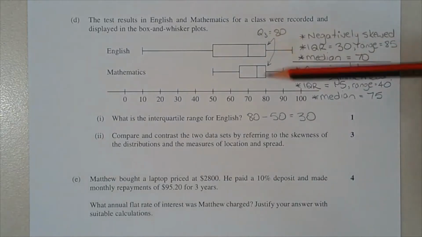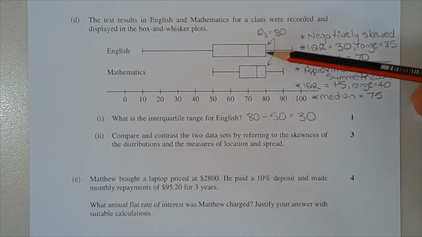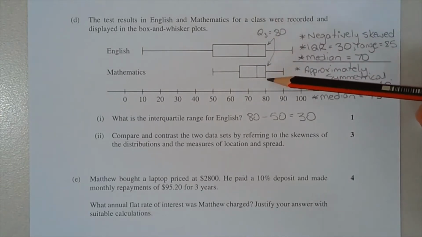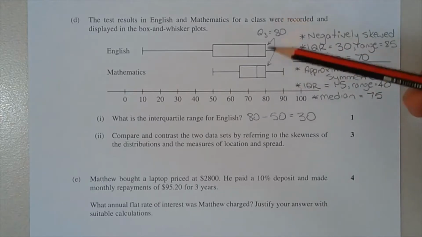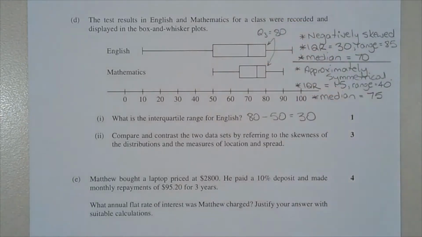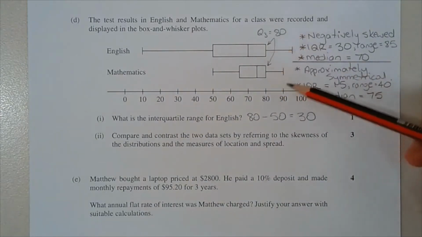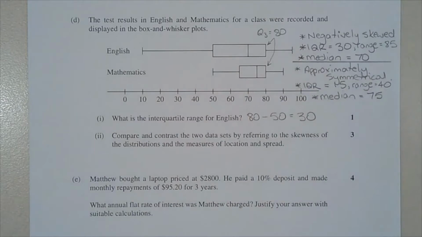And one other point to compare is the fact that quartile 3 for English is equal to quartile 3 for mathematics. So the 2 upper quartiles are identical as well. So the top end, or the upper 25% of English, is roughly equal to the upper 25% of scores in mathematics. So there's quite a bit there that you can consider when writing your response to part 2.